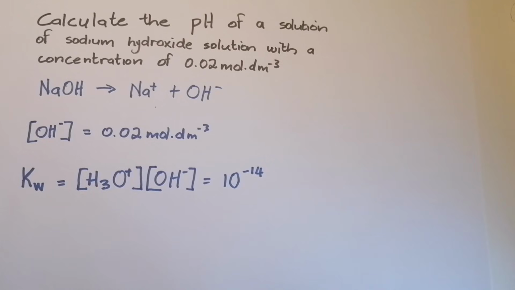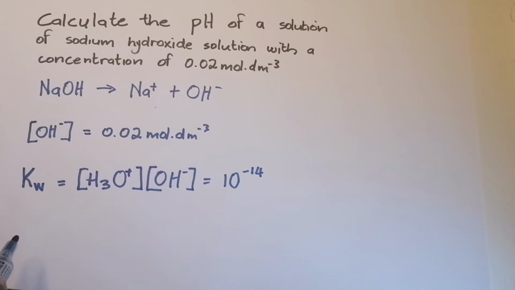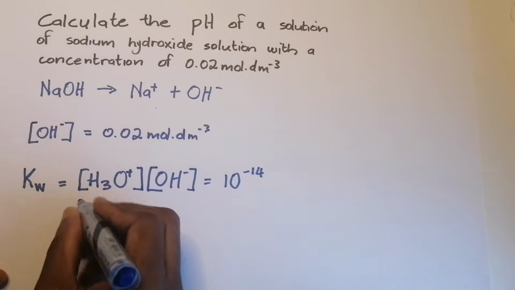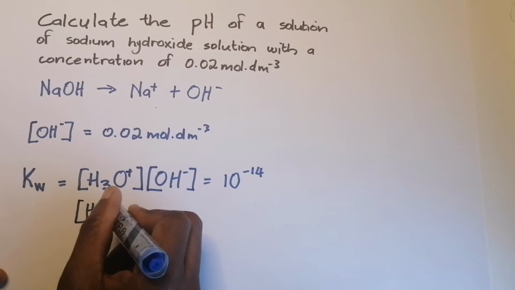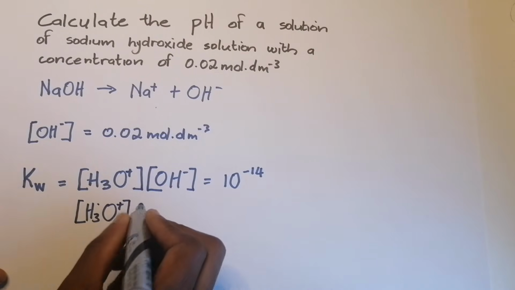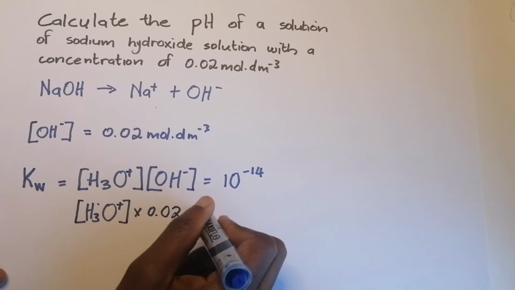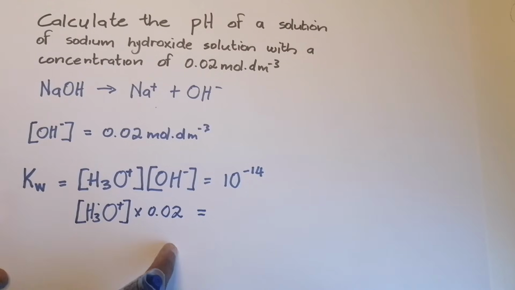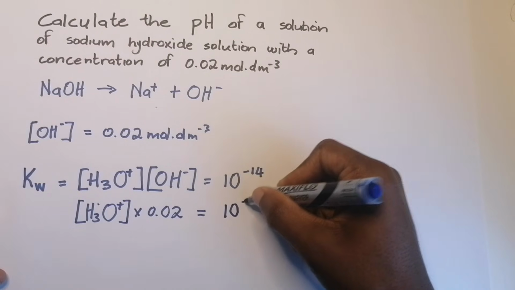So what we're simply going to do is say, all right, we want hydronium ions, because that's what we use for calculating pH. So now I'm going to say, okay, I know I want hydronium ions, H3O plus. But do I have the concentration of my hydroxide ions? Yes, I do. This is multiplied by my concentration, that's 0.02. But remember, this multiplied by that will give us 10 to the minus 14.